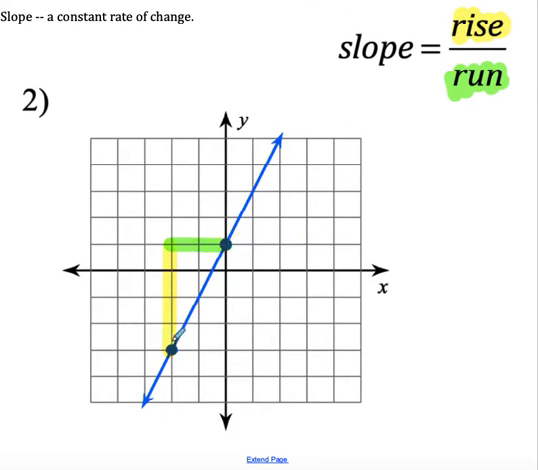And so now I'm just going to count. 1, 2, 3, 4. So it goes up 4. Again, remember, positive, negative, positive, negative.